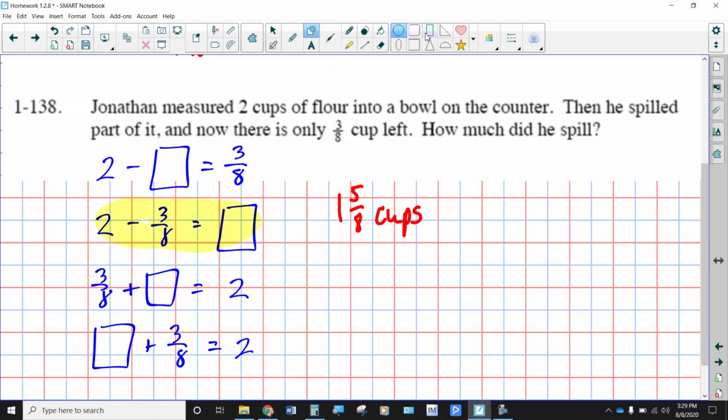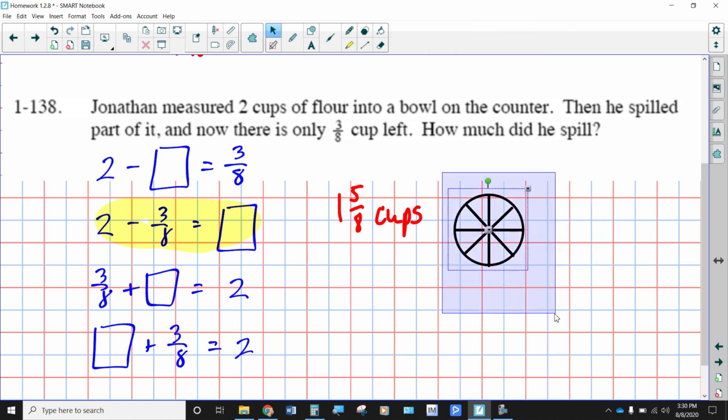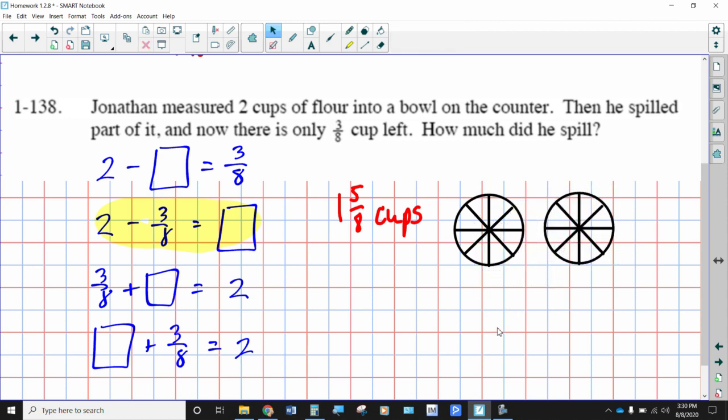Well, let's draw a model. Let's start with 2 circles. That's our 2. Okay, and I'm going to break each one of those into 8ths. Actually, I shouldn't have cloned yet. Let me do this. And now I shall clone. Goodbye. I don't want you. I want you cloned. Okay? So if you were to take away 3/8, let me go ahead and shade these guys in completely.